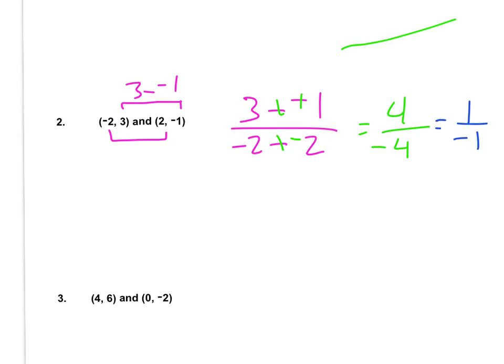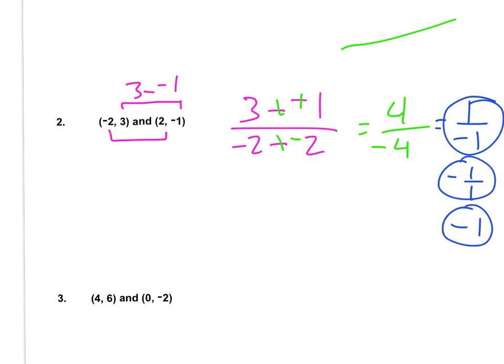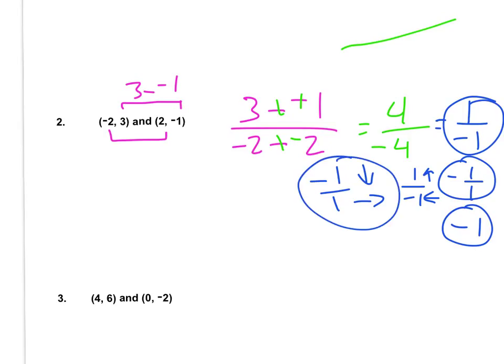So my slope is negative 1, or 1 over negative 1, or you can say it's negative 1 over 1, or just negative 1. So either one of these three would work. It means the same thing. But if you have it negative 1 over 1, that means you would go down 1 and to the right 1. If it was 1 over negative 1, that means you would go up 1 and to the left 1. Either way, these mean the same thing, and you would get to the next point.